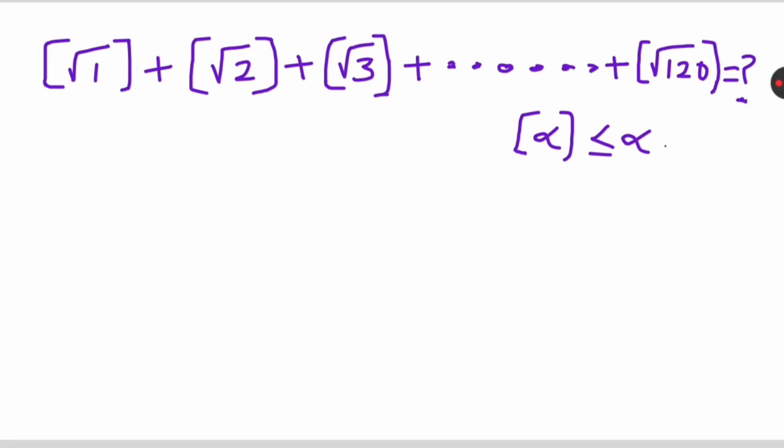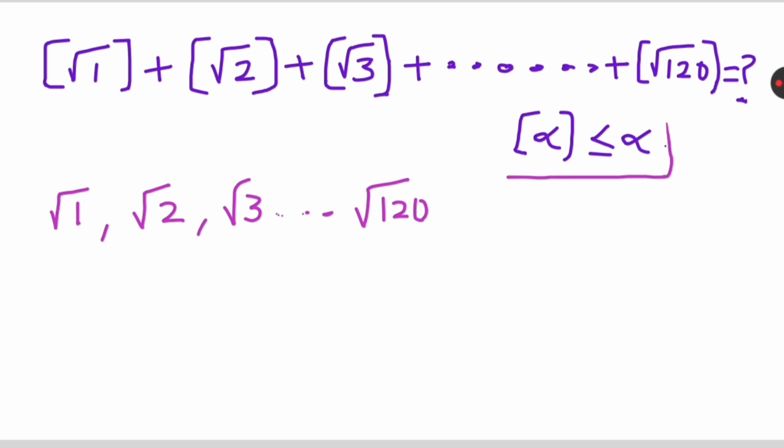Today we'll solve a nice problem based on the greatest integer function. Let's begin. This is the given question. We need to evaluate the sum of the greatest integer values of root 1, root 2, root 3 and so on up to root 120. The greatest integer function of alpha is less than or equal to alpha.